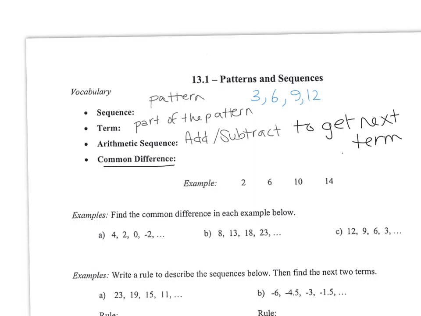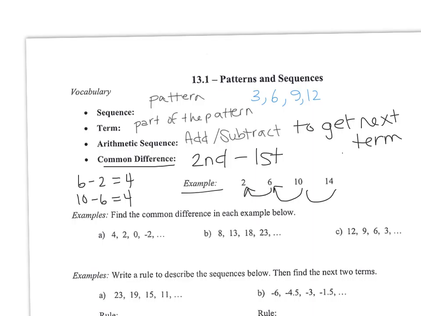To calculate the common difference, you do the second term minus the first term. So, for example, 6 take away 2 is 4. 10 take away 6 is 4. 14 take away 10 is 4. So the common difference is 4. And for arithmetic sequences, the common difference is always going to be the same.